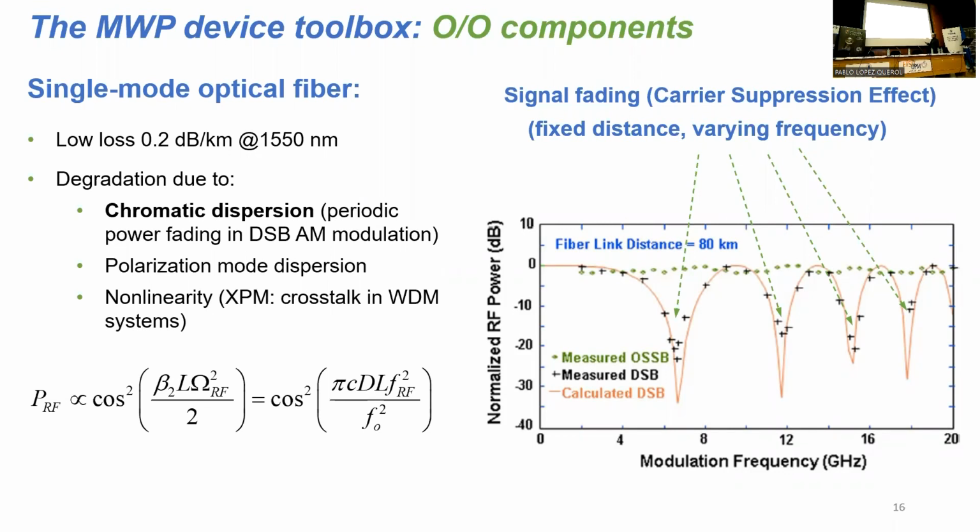And one way to combat this is to use the single-side modulation scheme that I mentioned before. Because in this case, you will not have a destructive interference, because you will not have interference. Just the beating of one sideband and of the optical carrier is eliminated. Of course, you can use dispersion compensation techniques as well, and dispersion shifted fibers, etc. But the typical solution here is to use single-side modulation.